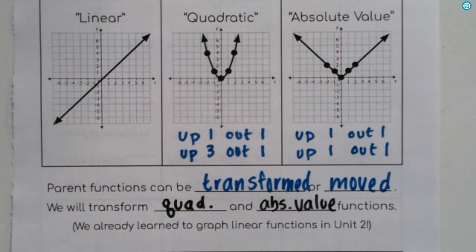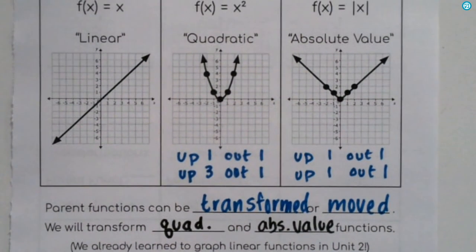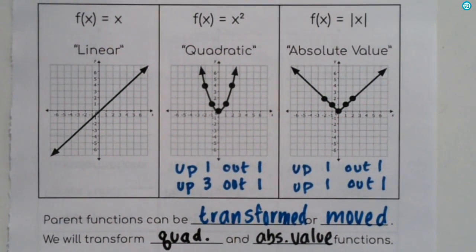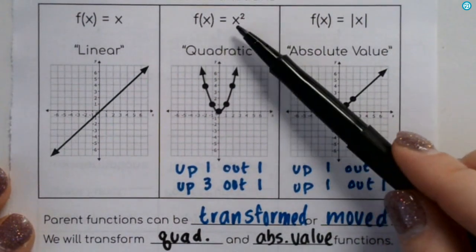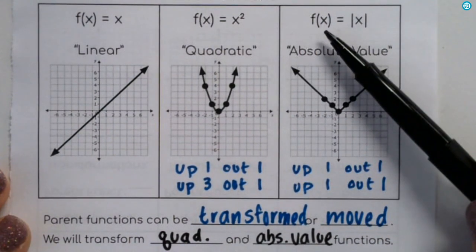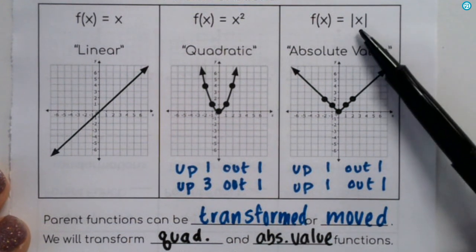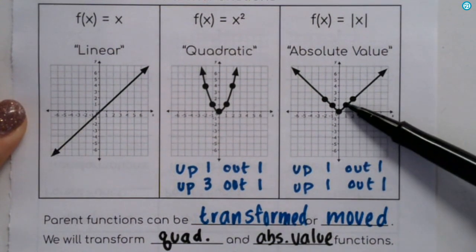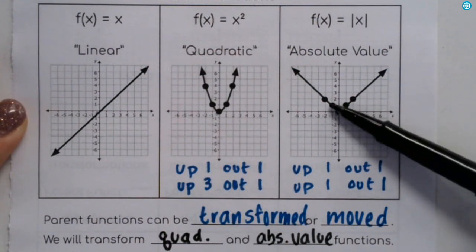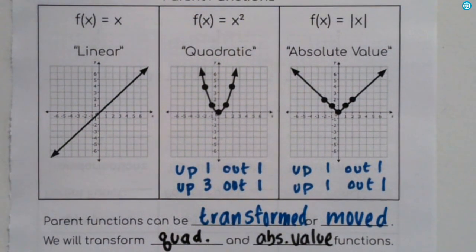Okay, one thing that I forgot to mention before we move on to our next thing is the equations of these functions. So a quadratic function is x squared. So it's f of x equals x squared. And absolute value is absolute value of x. So these absolute value bars go around the x. Absolute value is the distance from 0. So the distance that 1 is from 0 is 1. The distance that negative 1 is from 0 is also 1. That's why it makes that symmetrical V shape. Okay. Any questions right now?